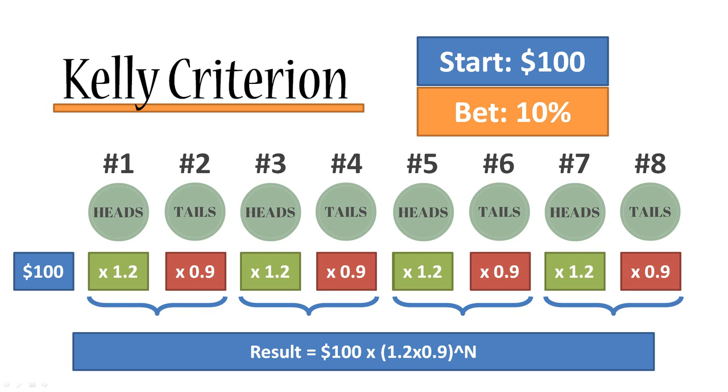So in this case, for one pair of heads and tails, the result is 1.2 times 0.9, and then we can just multiply that pair as many times as it comes up. So in this case, our result will be $100 times whatever the result of a pair of heads and tails is, so 1.2 times 0.9, to the power of the number of those pairs. So in this case, we'll just say that there's n pairs.